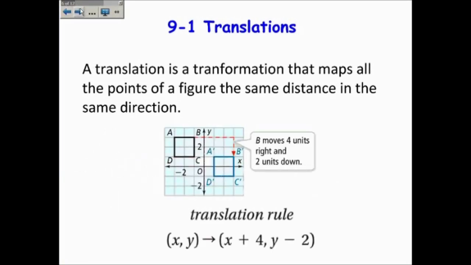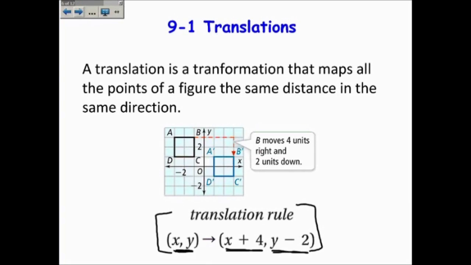Okay, in the coordinate plane, we can also do a translation. So in this square, we've mapped it so it goes to the right 4 units and then down 2 units. Okay, so down here, which is very important, the translation rule, we're mapping x comma y, the coordinate point, each point x, y will become, the x coordinate will be added 4, and the y coordinate will be subtracted 2.